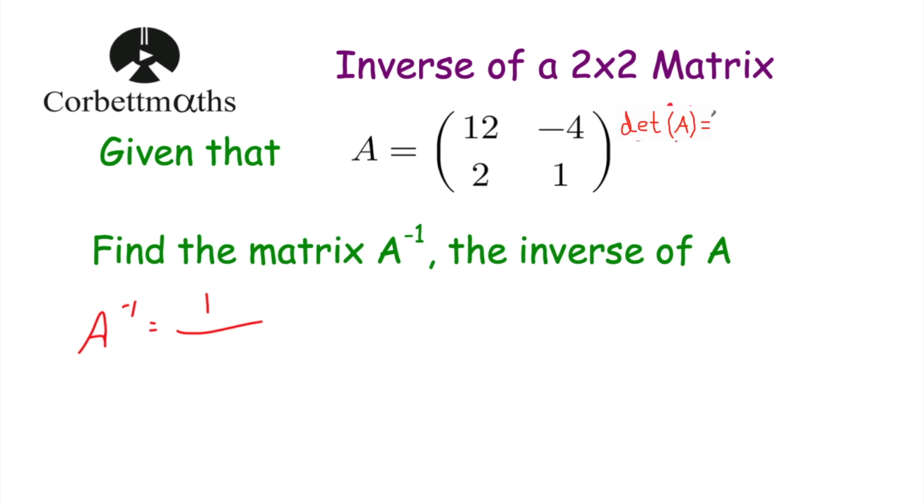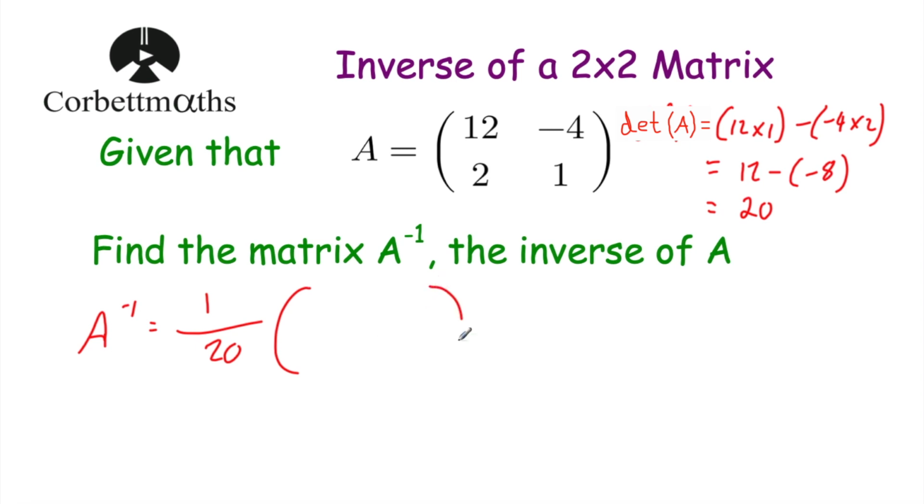So the determinant of A would be equal to A times D, so it's going to be 12 times 1, subtract B times C, so it's going to be -4 times 2. So we've got 12 times 1, that's 12, subtract, and then -4 times 2 would be -8. So we've got 12, take away -8, which would be 20. So the determinant of this matrix is 20. So for the inverse matrix, it would be 1 over 20.